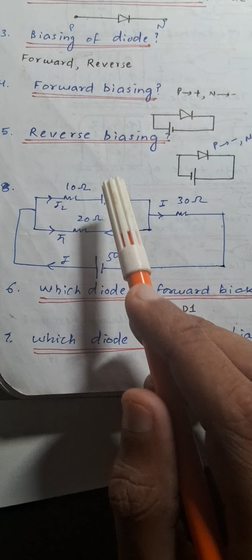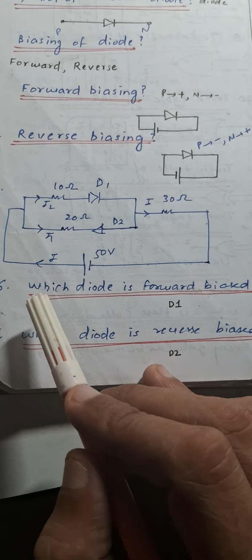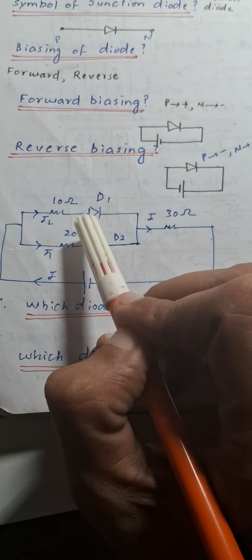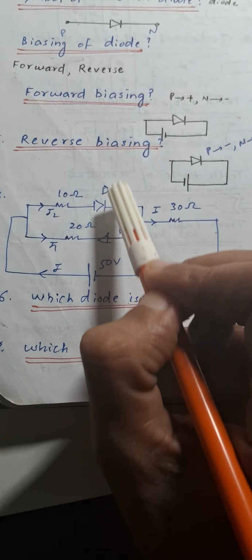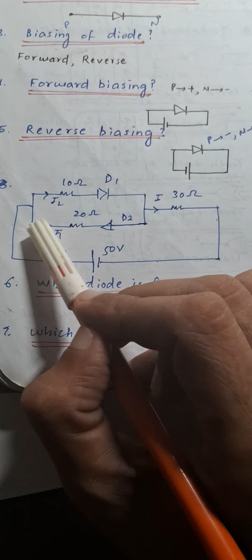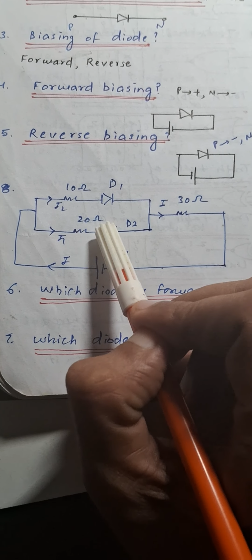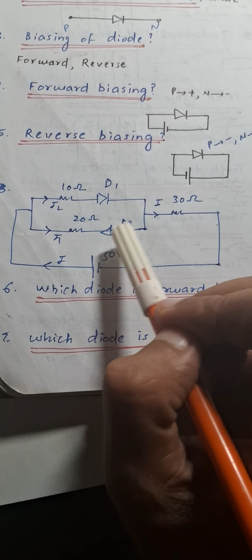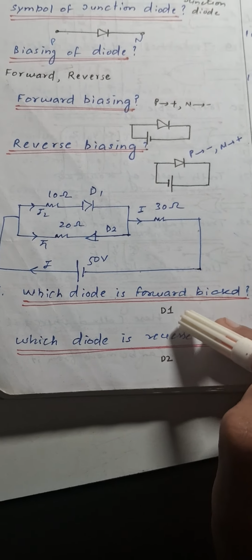Now here is a question. There are two diodes D1 and D2 and a battery is connected. The first question is which diode is forward biased. You can see over here that in D1 the direction of current is in the direction of conventional current, so D1 is forward biased, whereas in D2 the current is flowing to the right and the conventional current direction in D2 is to the left, so these are opposite, so D2 is reverse biased. So forward biased is D1 and reverse biased is D2.